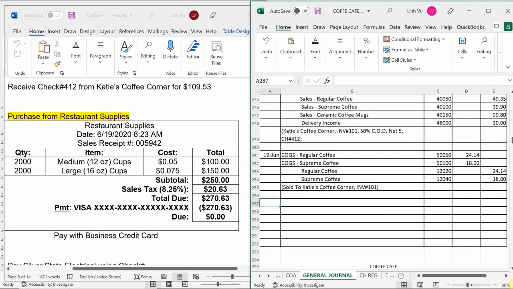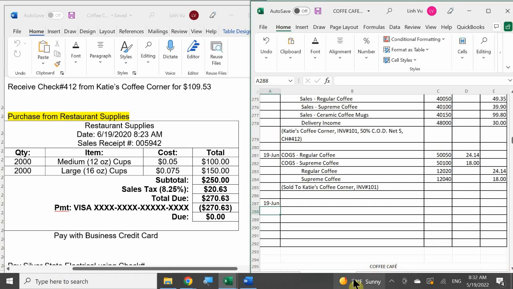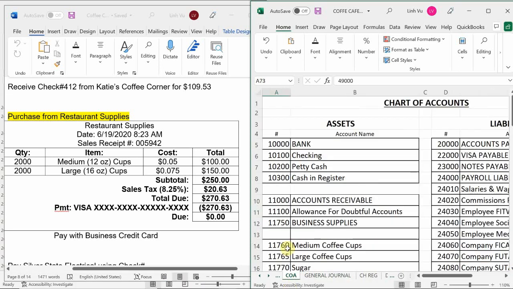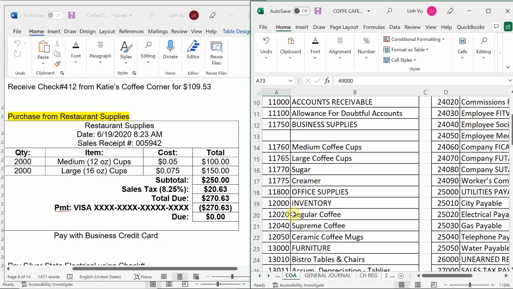What did I buy? Medium and large cups. We bought some medium and some large cups. Okay, let's see what account number those are. 11,760 and 11,765. Okay, so medium coffee cups and large coffee cups.